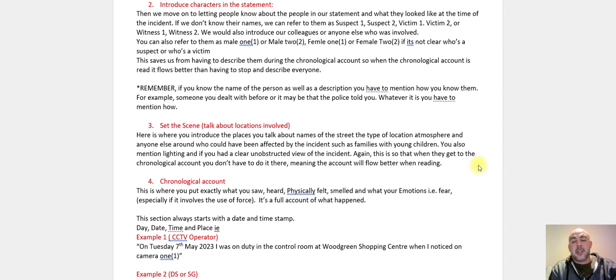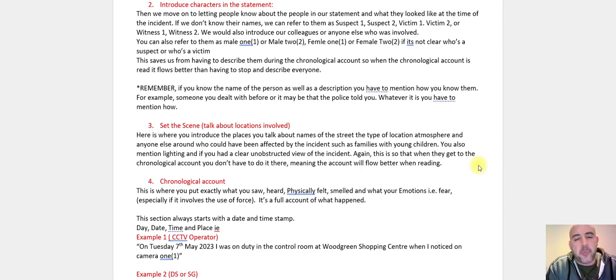Again, this is so that when you get to the chronological account, you don't have to do it there, and it just basically means, guys, that the account will flow a lot better when they're reading it out. So that there won't be a lot of this stop-start. And again, you've got to mention families and children because you want to highlight the effect the incident has had on the people around, because that's going to be very important. So then we go into the chronological account.